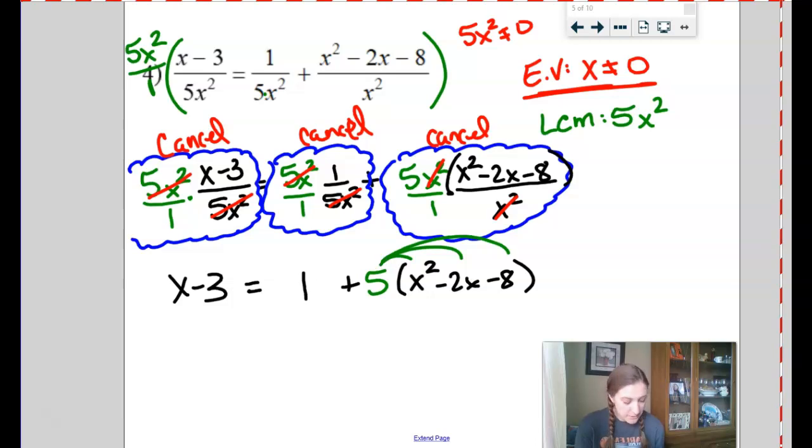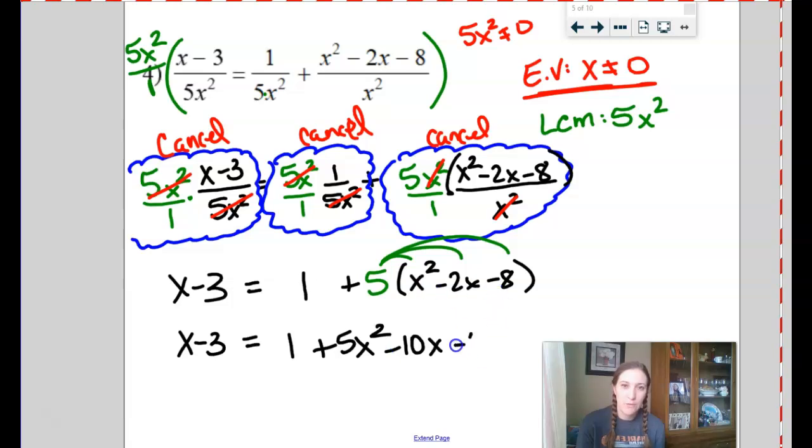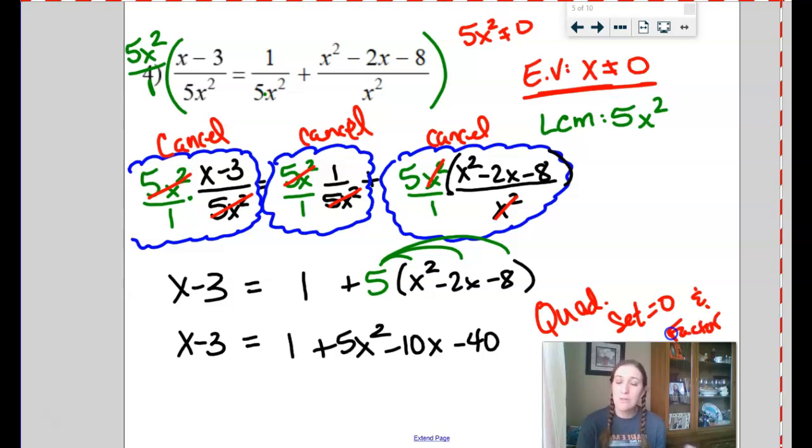Okay, now it's time to distribute and simplify. And then this problem should be extra fun because I think we're going to get a quadratic. All right, so we got a 5x squared, a minus 10x, and then a minus 40. All right, so because this is a quadratic, meaning we have an x squared term that's not going to cancel out, that means you need to set it equal to 0 and then probably factor it is the way we're going to go. So this is no longer a linear equation.